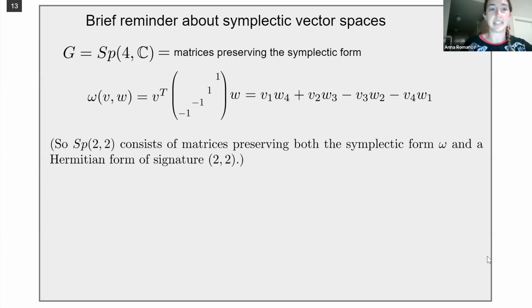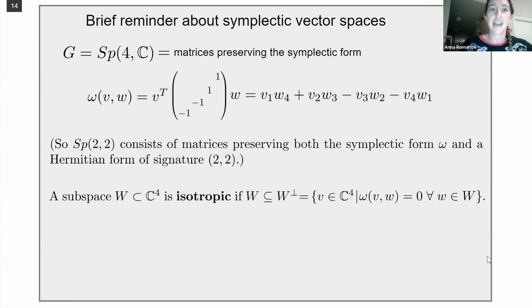So then when we add the additional condition that we're thinking about this real Lie group, we want it to preserve both the symplectic form and a Hermitian form of signature 2-2. But we're not really going to think about the real group for the rest of the talk, so that doesn't matter as much. And then within a symplectic vector space, or within a vector space, we say that some subspace is isotropic if it has this quality. If we look at the set of all the vectors that pair to 0 with something in our subspace, this is W perp, and if the subspace has the property that it's contained in that, then we say that it's an isotropic subspace with respect to the symplectic form that we've chosen.